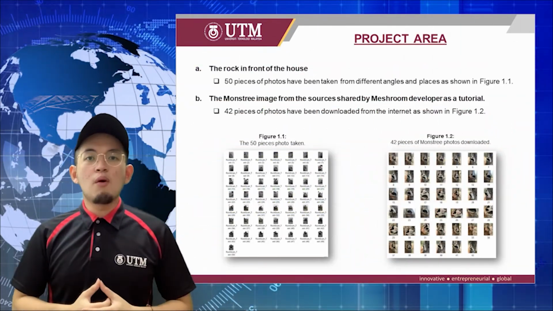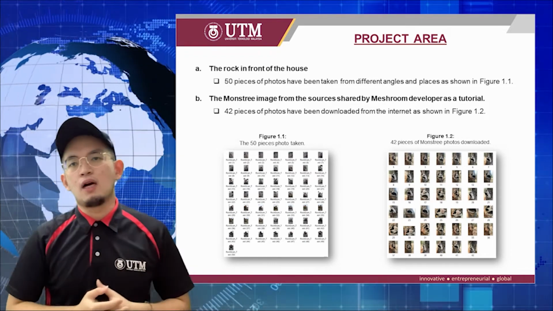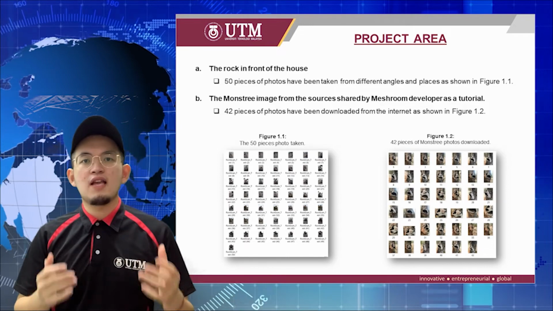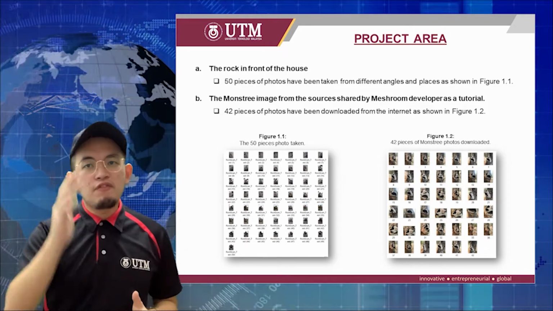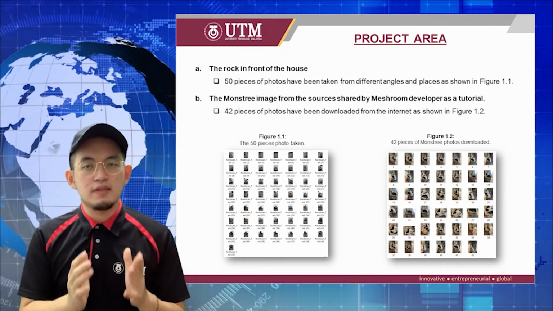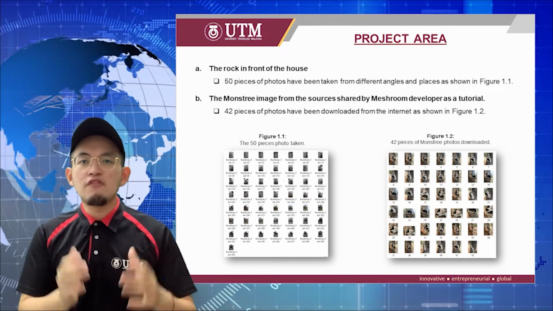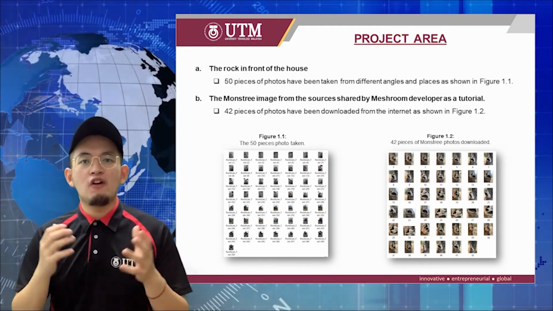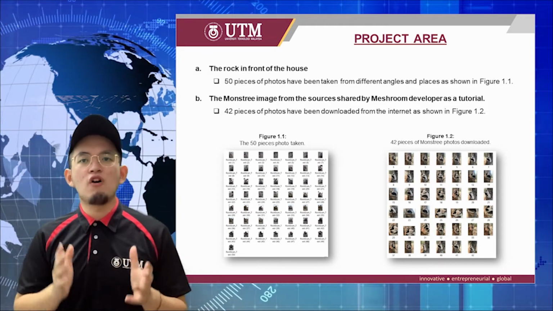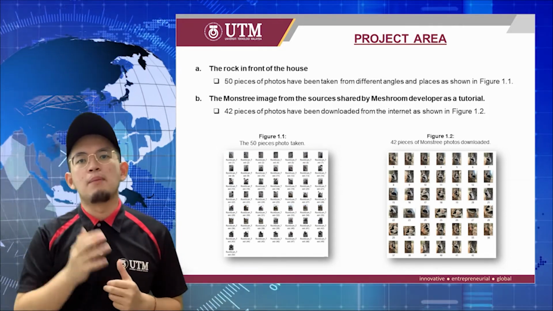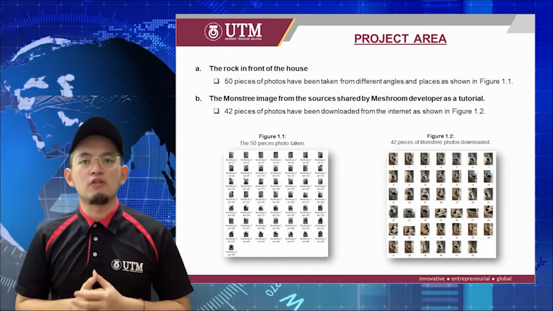In order to do the comparison between the output data, we have proceeded with 2 different sets of images, which are 50 photos from different angles and places taken of the rock in front of my house. Then, we have downloaded another 42 images of a monstrous image dataset from the sources shared by the MESHROOM developer, as shown in this slide.